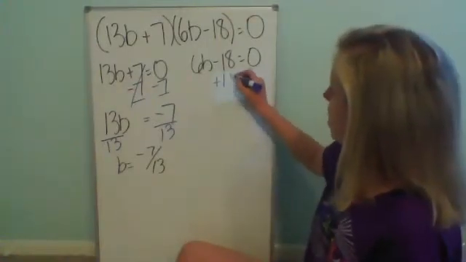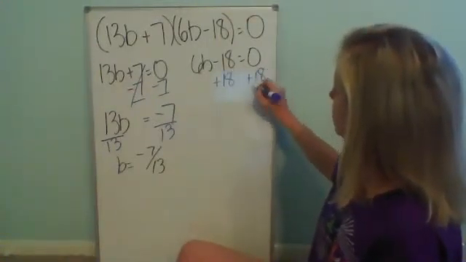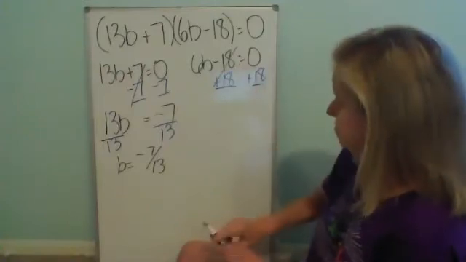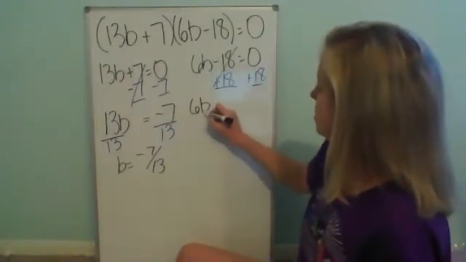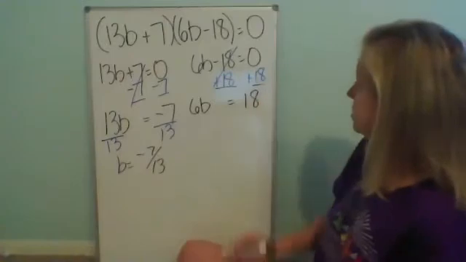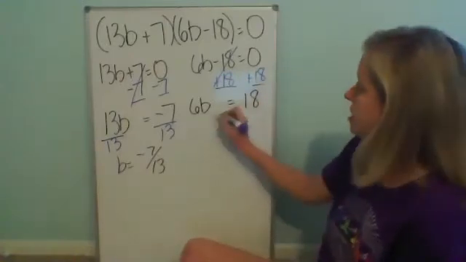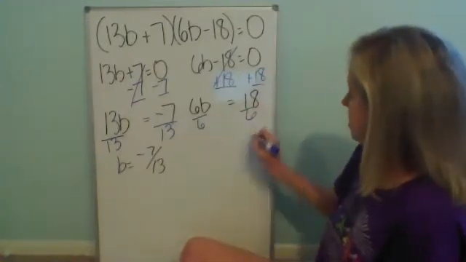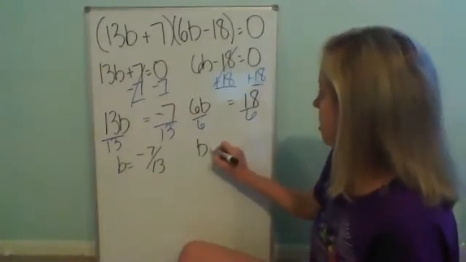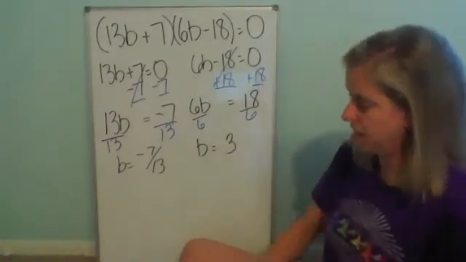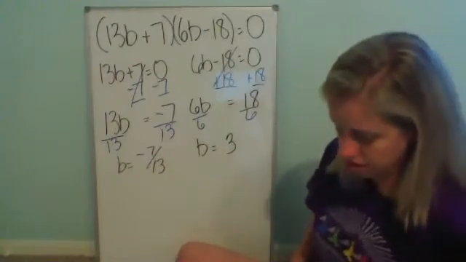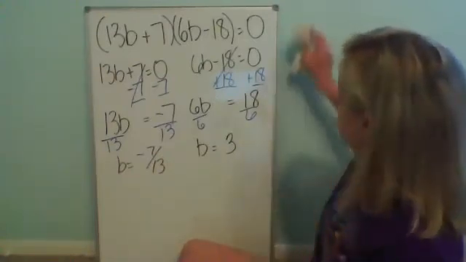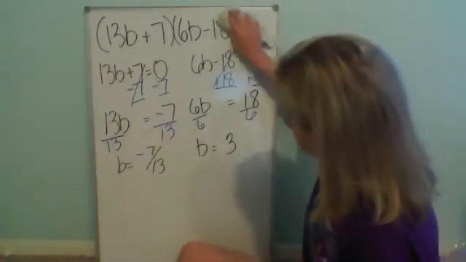And then solve this one. So here you'll add the 18 to both sides to get rid of the minus 18. So now you've got 6b equals 18, and divide by 6 to get rid of that 6. So here, b equals 3. So negative 7 thirteenths and 3 are your 2 answers.